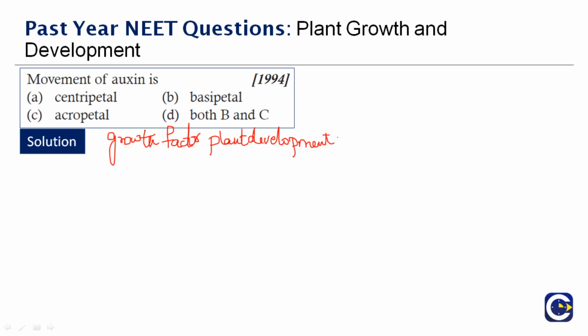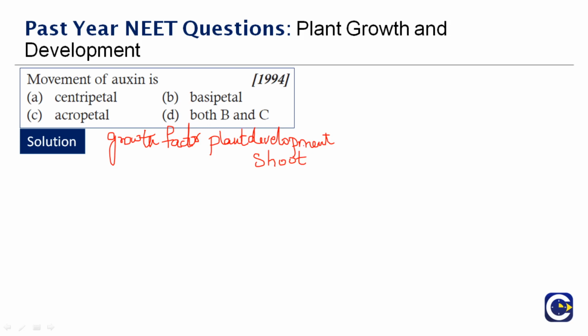They have many functions, but the major function is towards plant development. When we talk about plant development, we have lots of functions, cell elongation and so many other things. Now here the movement of auxin is both basipetal and acropetal. Auxins are synthesized at the tip of the shoot, and then it is transported to the base, hence it is basipetal. And what do you mean by acropetal?